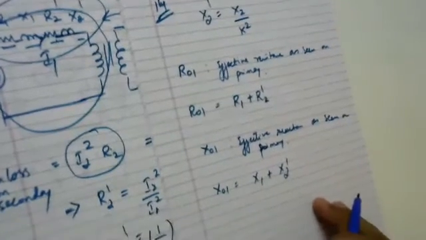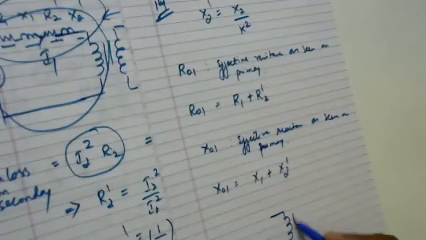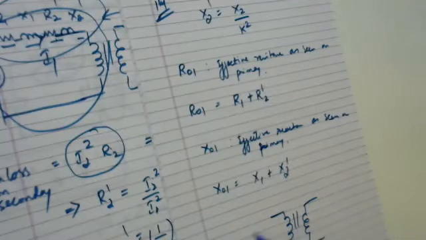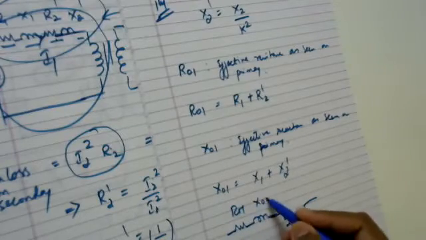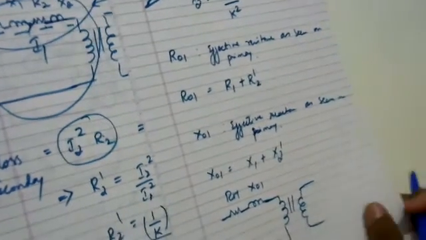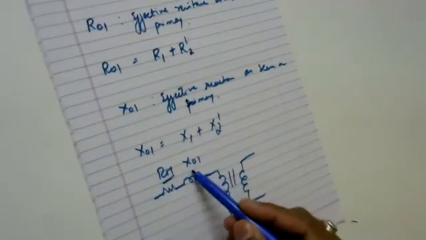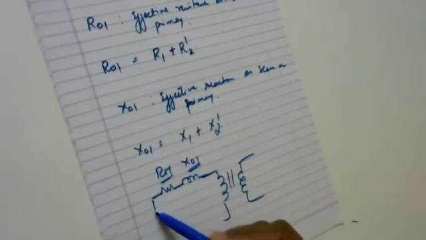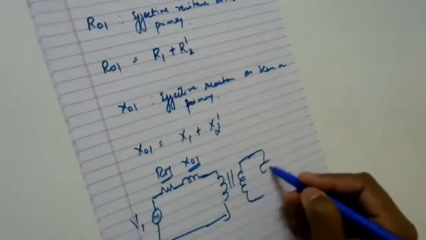The same circuit, I can just define it like this. I'll be having a primary winding, I'm having a secondary winding. Now I'm having only one resistance and one reactance, which I'm calling R01 and X01. Are you able to understand this? You are getting only one resistance and one reactance. That is effective resistance on primary, effective reactance on primary. So this is your applied voltage V1, and this is your load.